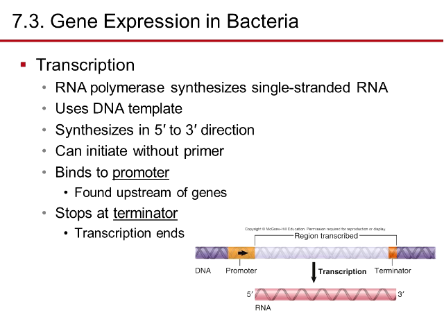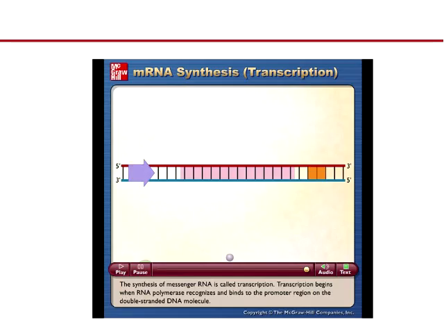It synthesizes in the 5' to 3' direction, and it can be initiated without a primer. And it binds to what's called a promoter, which is found upstream on the genes, and it stops at a terminator. So the promoter is kind of the start button, and the terminator is kind of the end button. And that's just a way to sort of think about these. So the promoter is the start, the beginning of what's going to become the RNA piece, and the terminator is going to be the end of that.